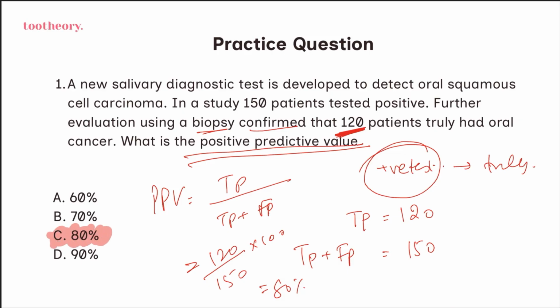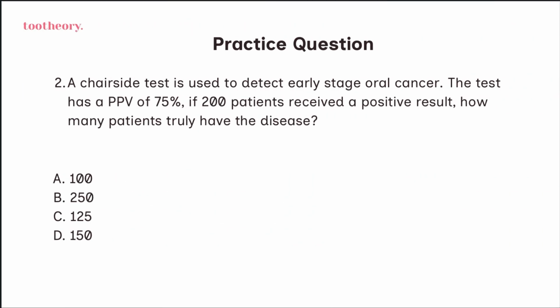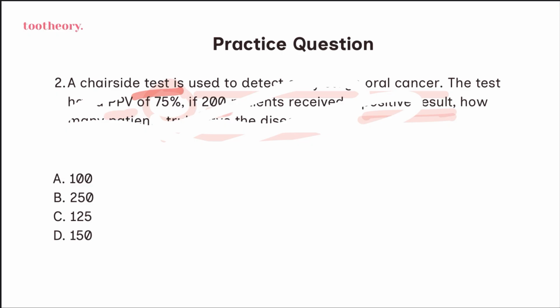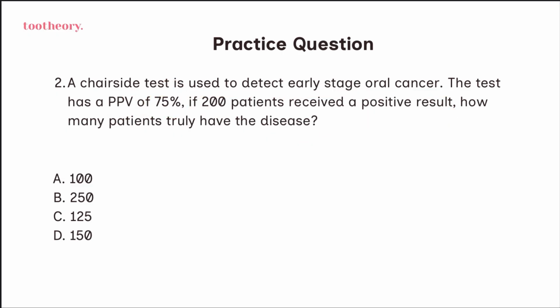Let's move on to the next question now. The question says, a chairside test is used to detect early stage oral cancer, and the test has a PPV of 75%. If 200 patients received a positive result, how many patients truly have the disease? Now, if you look at the wording right here, they're asking for the true positives.